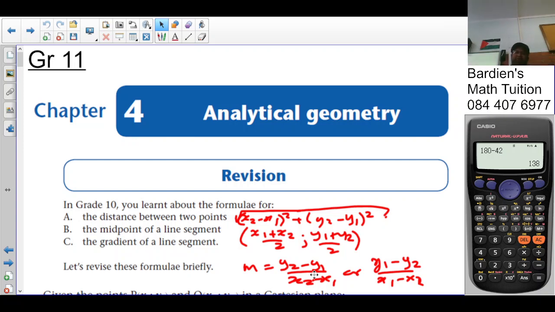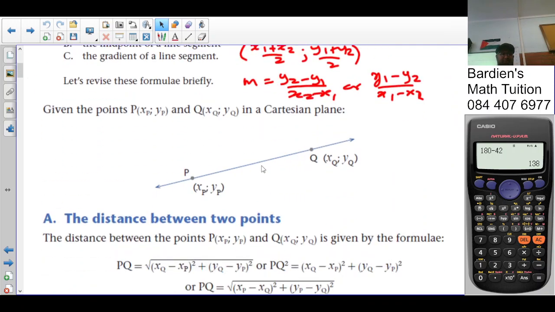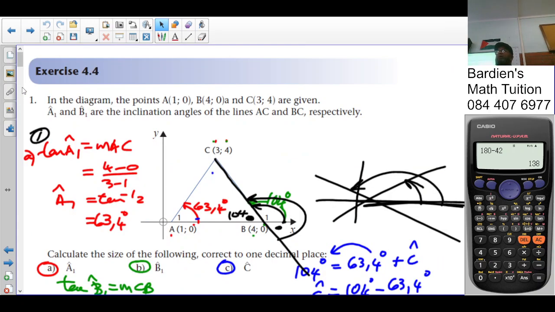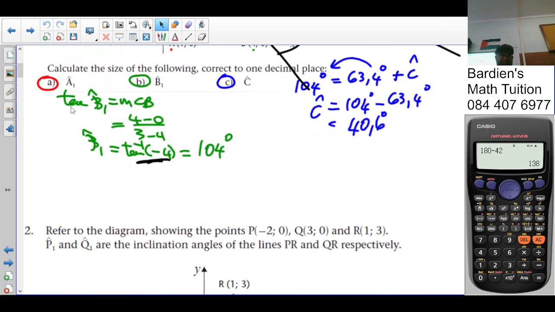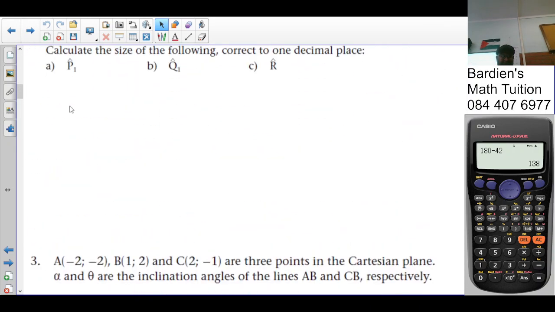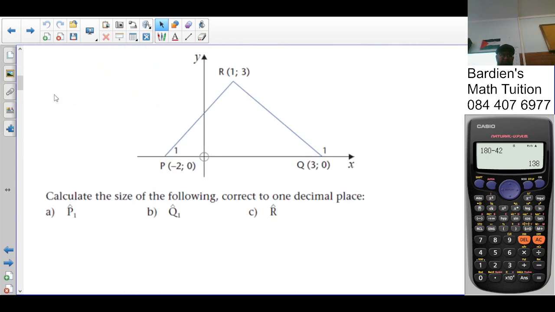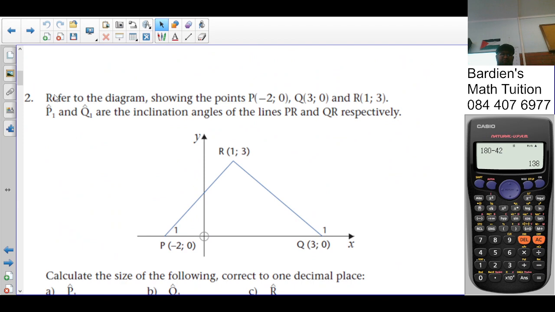Okay, good afternoon class. So today we're looking at analytical geometry. We're on exercise 4. The homework was exercise 4.5. Okay. Exercise 4.5 we had to do. So we did 4.4 already.